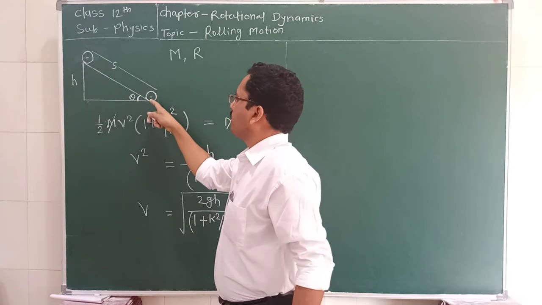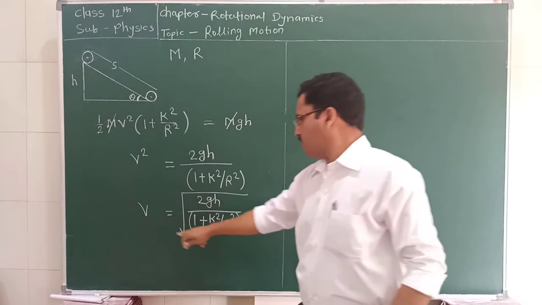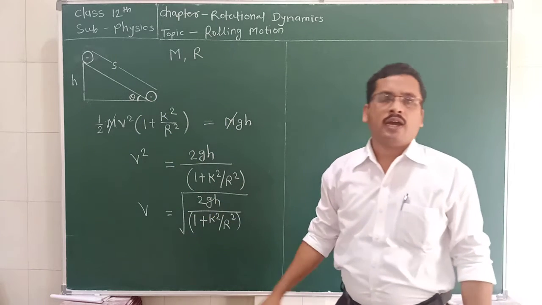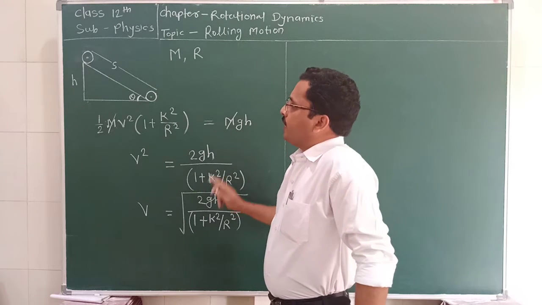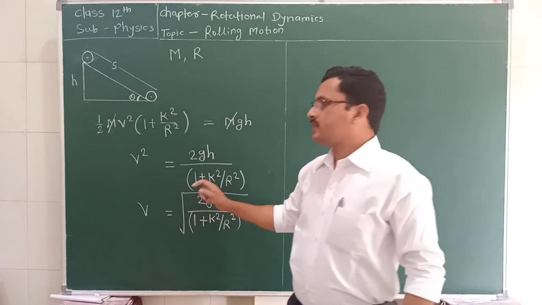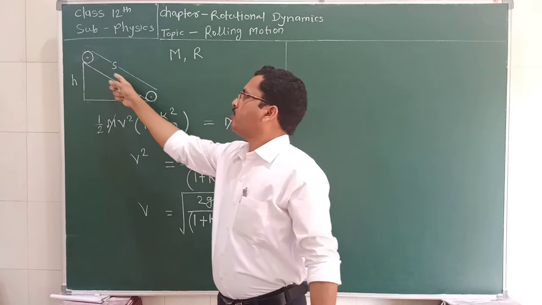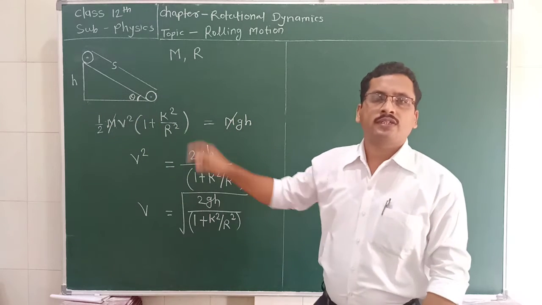Rolling down the inclined surface and reaching this point, the velocity at this point is v equal to the square root of 2gh (1 + k²/r²). Now we are going to derive the relation for the acceleration of the body. What is the acceleration? This acceleration is responsible for the increase in speed of the ring when it is traveling down this inclined surface.